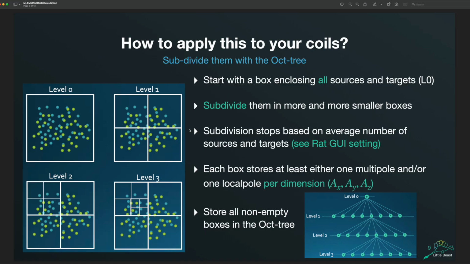And each box stores at least either one multipole or one local pole per dimension. And here I mean AX, AY, AZ. So that means that in each box there are at least 3 multipoles. There can be boxes, for instance, if you continue dividing, if you would divide this box, the one in the corner, that would be an empty box. This is not stored in the octree because it's empty, and that reduces the calculation time and also the memory that you need to store all these boxes. So if they're empty, they're not stored in the octree.